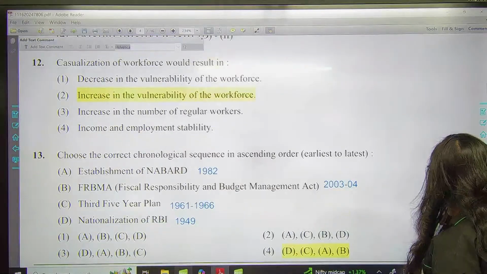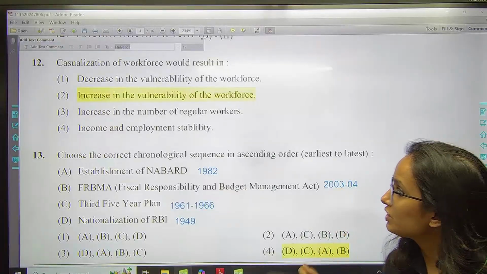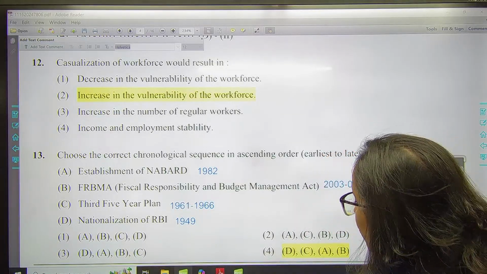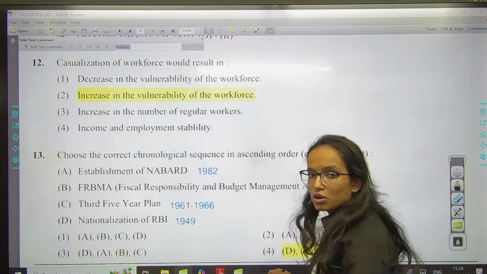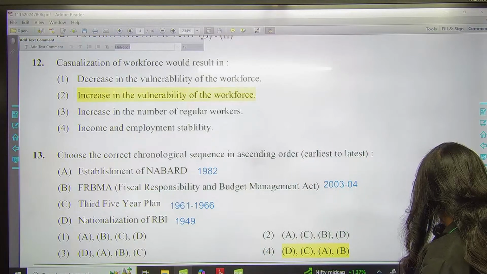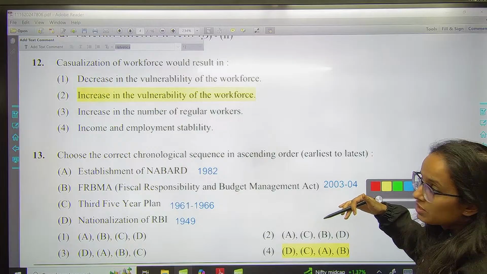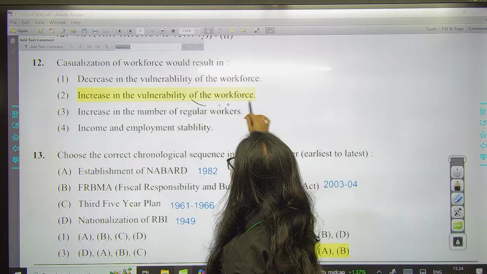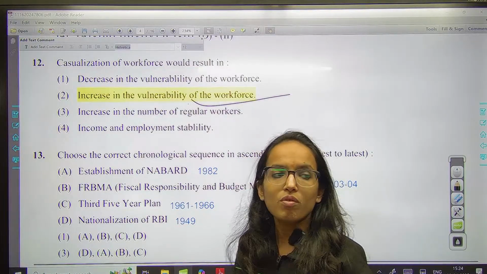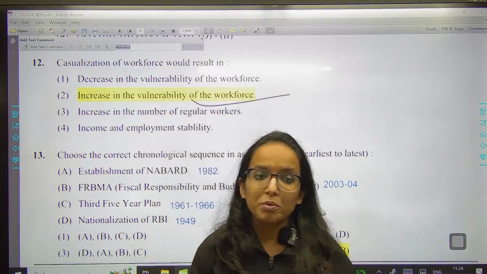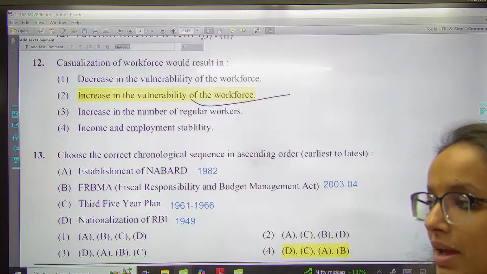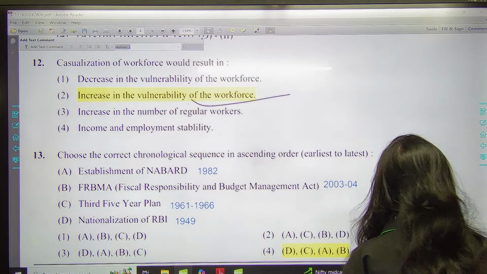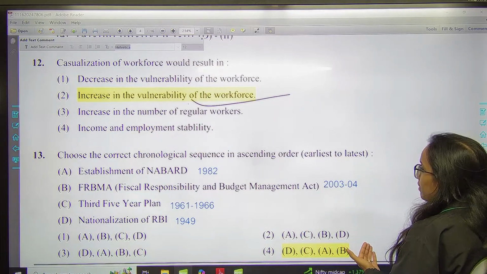Foreign exchange is important. Then next one is casualization of workforce. So what is workforce? What is formal, informal economy? These kind of topics will also be important. Casualization of workforce, if you see, would result in increase in vulnerability of workforce. So here you have to know what is the difference between formal and informal economy. What are the benefits which formal workforce enjoys, which is not available to the informal workforce.